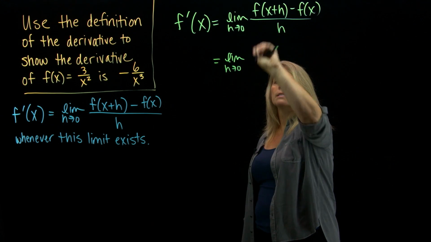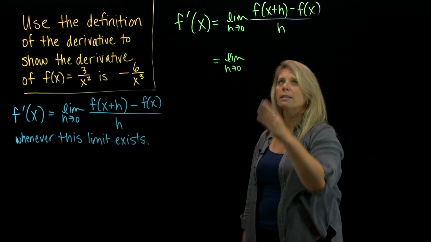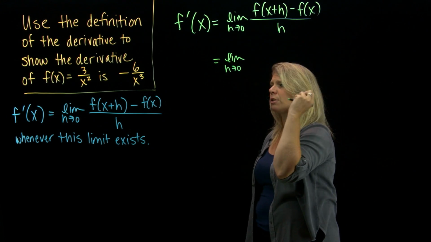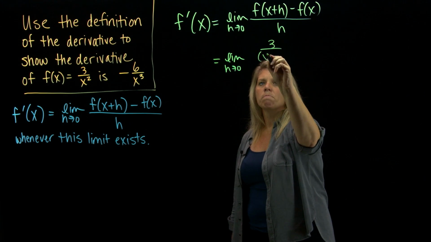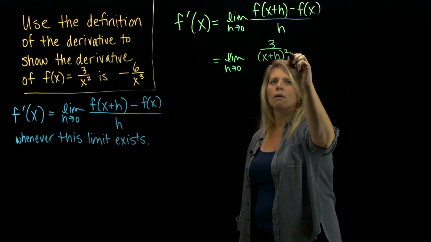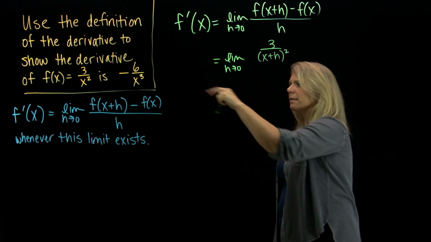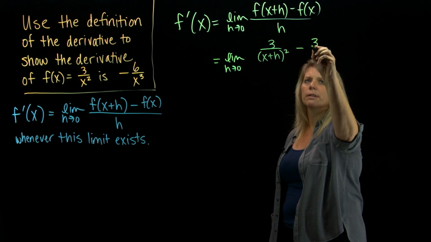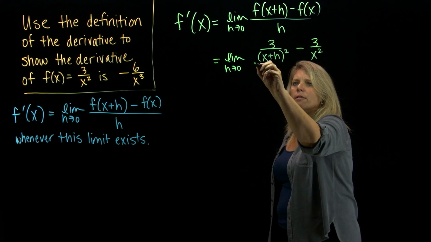All right, first of all, it says f of x plus h. So I'm going to look at this function f of x, and that's telling me to put x plus h in place of x in the function I have. 3 over x plus h, the quantity squared, minus f of x. So f of x is just the original function. And then all of that over h.